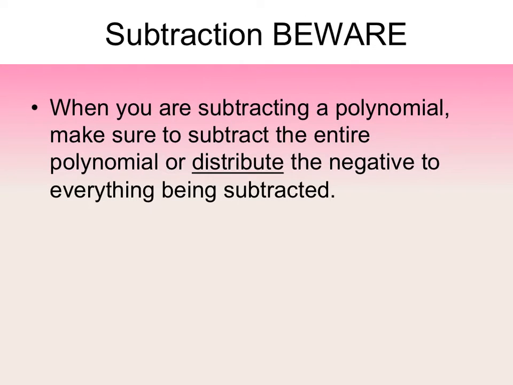Okay, so if you haven't noticed, those were all addition examples. So we're going to take a look at subtraction, but there's something to be careful with subtraction. What you want to focus on here is when you're subtracting a polynomial, make sure you subtract the entire polynomial or distribute your negative to everything that's being subtracted. If you have an entire group in parentheses that's being subtracted, then all of those parts are subtracted, not just the first part. So you want to definitely be careful for this. This is typically where people make their mistakes.